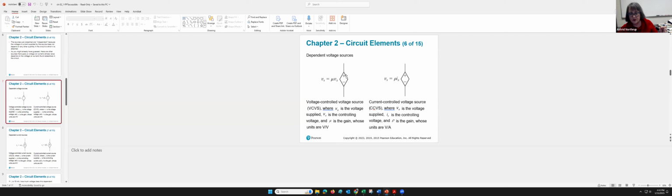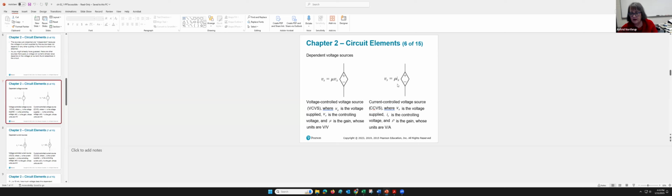And it's voltage because there's a plus and a minus indicating the two sides of the terminal. Over here, we have an equation that says V sub S is equal to some constant mu times V sub X. And that just relates to what's going on. So this is a voltage controlled source where the V sub S is the voltage supplied and some fraction of it is used, and V sub X is the controlling voltage. So in other words, the V sub X is the independent voltage.